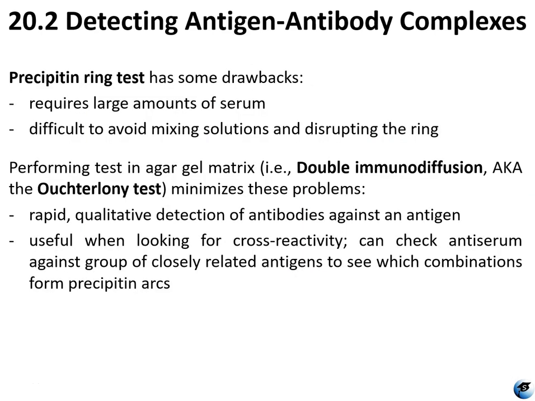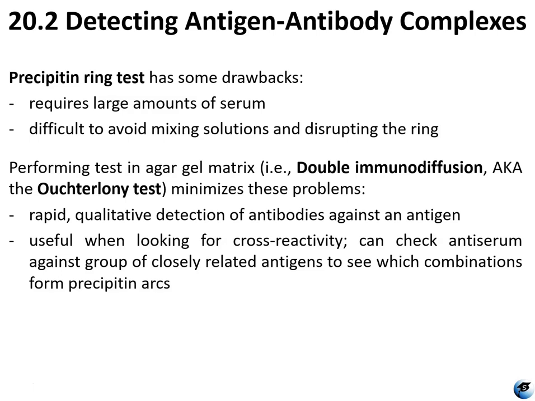The precipitin ring test has some drawbacks. It does require a lot of the serum, and it is kind of difficult to avoid mixing the solutions and disrupting the ring. You've got to be real steady-handed with these tubes. An alternative is doing the test in an agar gel. This is called double immunodiffusion.